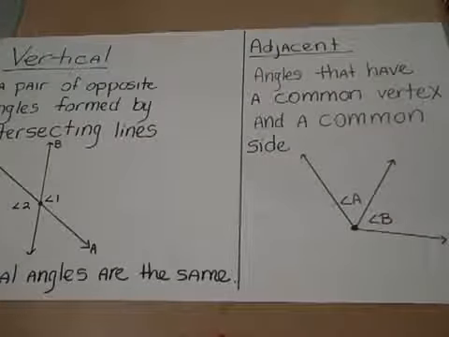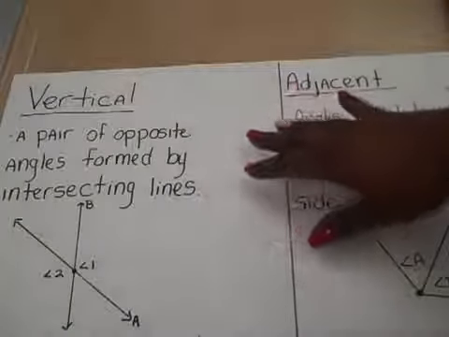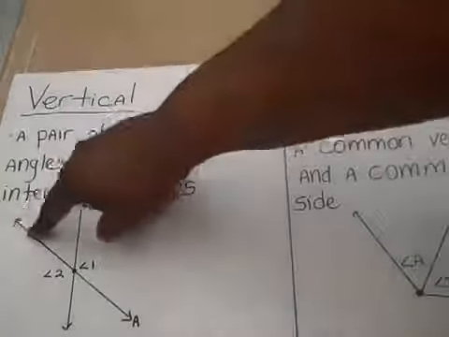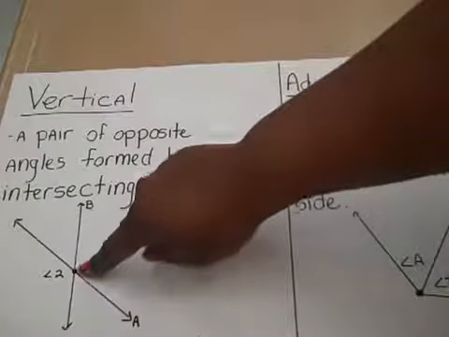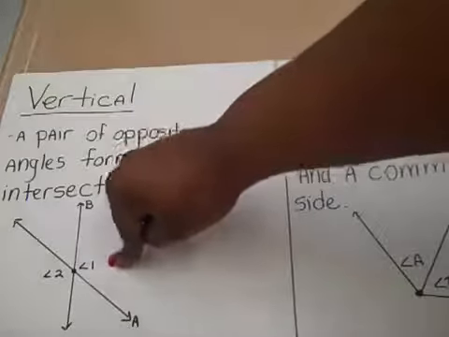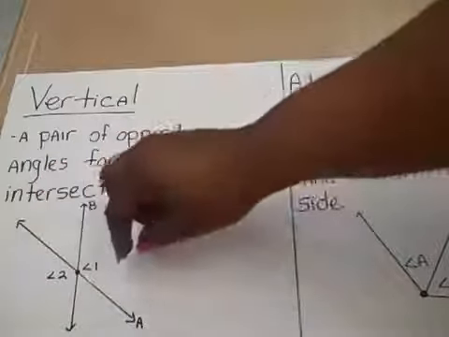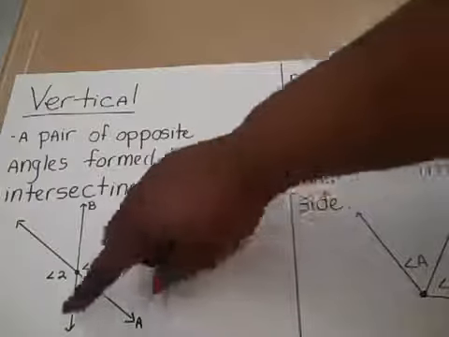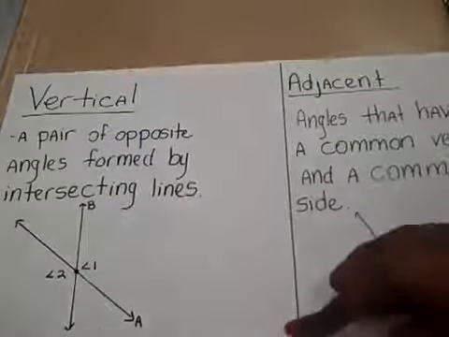Two more angle relationships. One, vertical. Vertical is a pair of angles that are opposite from each other, and they're formed by two intersecting lines. So here you can see you have angle A, which intersects with angle B at this point, creating four angles. And since angle 1 and angle 2 are opposite of each other, that means that angle 1 and angle 2 are vertical angles. It also means that angle 1 and angle 2 are congruent, or the same in measure.